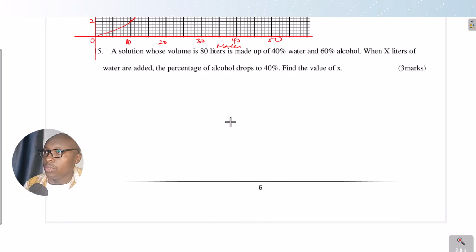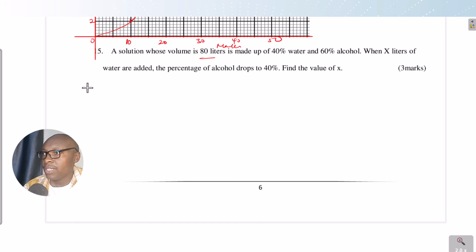A solution whose volume is 80 liters is made up of 40% water and 60% alcohol. When X liters of water are added, the percentage of alcohol drops to 40%. Find the value of X. So the solution is made up of 80 liters. And these 80 liters is composed of water.